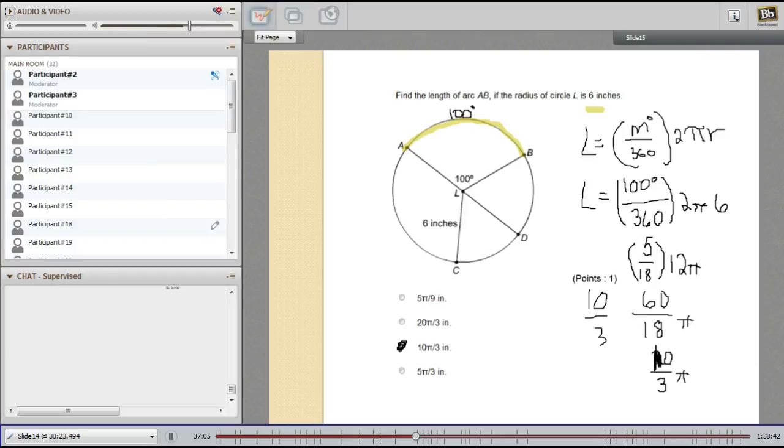Okay, so hopefully it's getting a little bit clearer for some of you guys who are confused. So again, we need the central angle and we need the radius. And remember, the central angle and the minor arc are the same degree measurement.